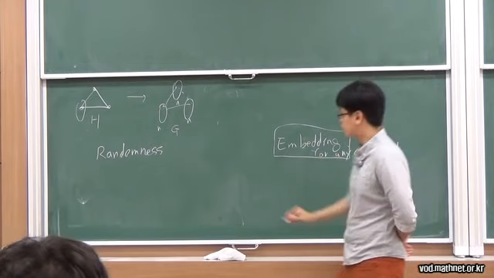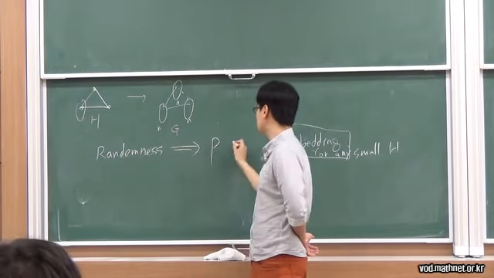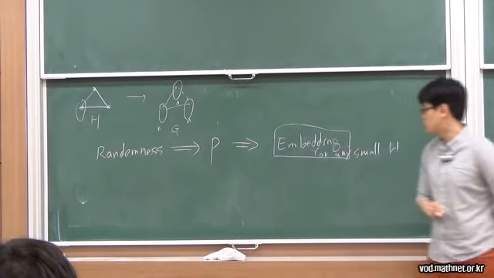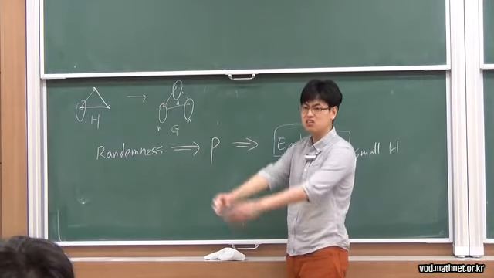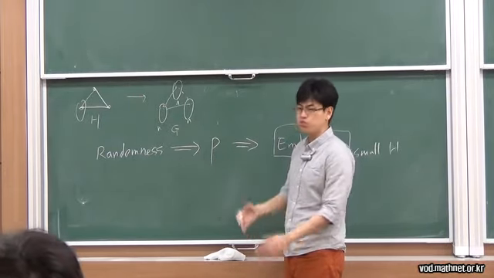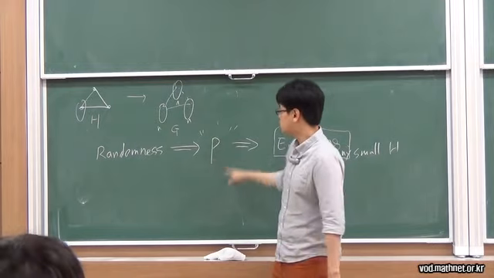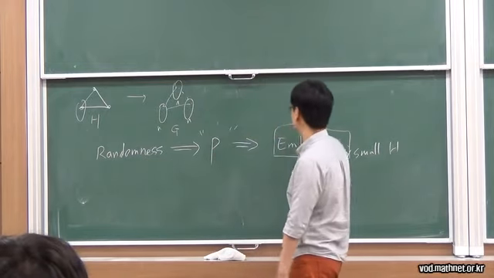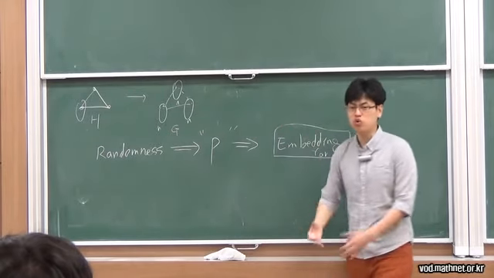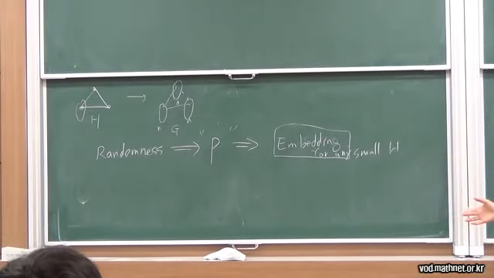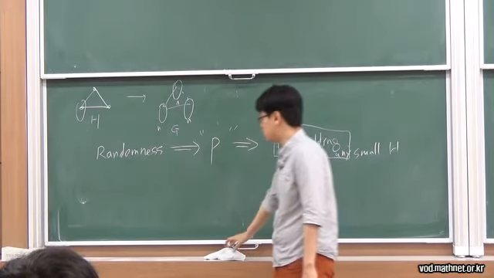There might be another property P, such that randomness implies P, and P actually implies this embedding of any small H. And this might be quite a weak condition, so that we can find it in lots of graphs. That would be the ideal case. So what would this be? This kind of condition, where randomness implies something and that something implies another result which also comes from randomness, we usually call pseudorandomness or quasirandomness. There are several such properties, and one of them we will learn today is regularity.